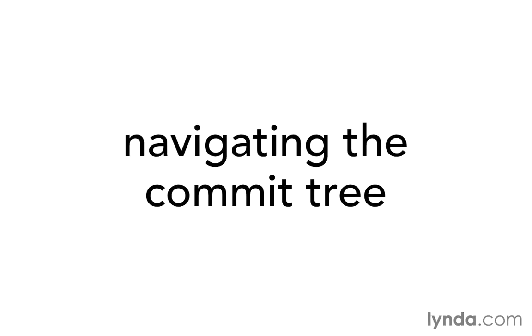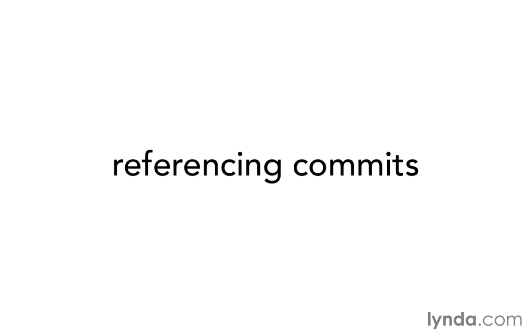In this chapter, we're going to learn how to navigate the repository's commit tree. In order to do that, we need to start off by talking about the ways that we can reference commits in Git. We've covered a few basic ways already, but there are others that are going to be really useful to know. We'll start off by introducing a new concept in Git called tree-ish.